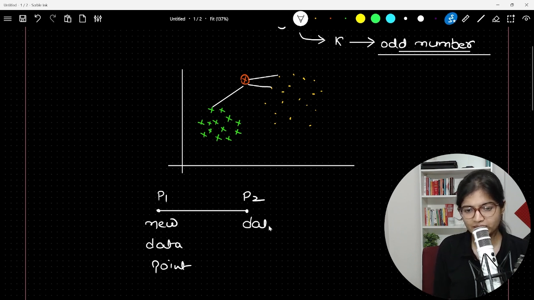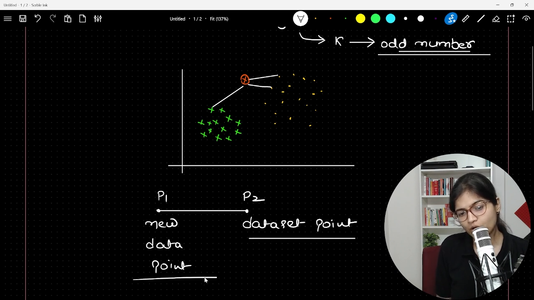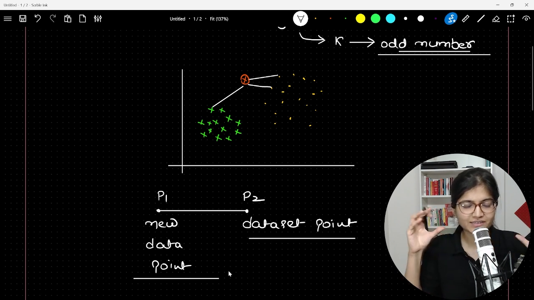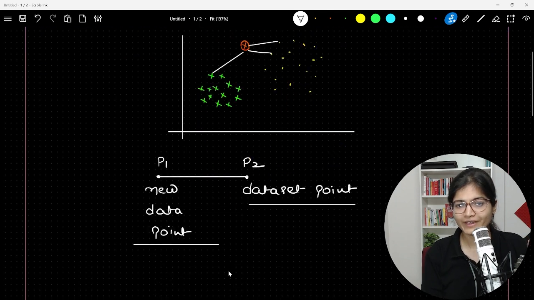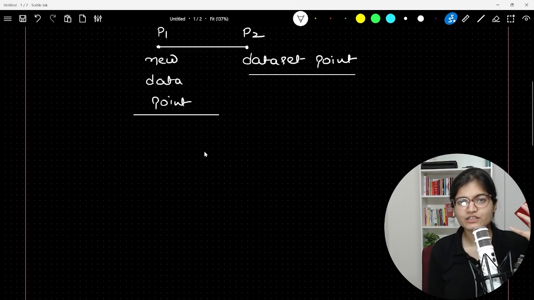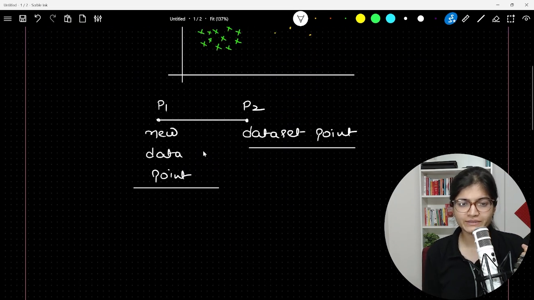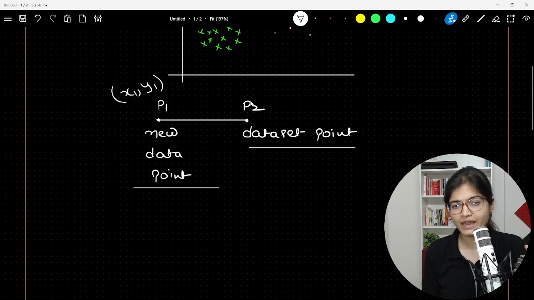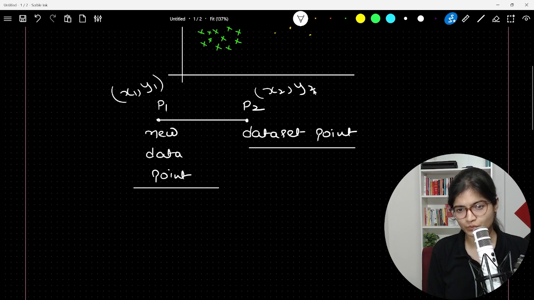So this is the data set of points that we have, right? Now, in order to check the distance between these two points, the very first metric we have is Euclidean. Let's assume that point P1 contains the coordinates x1, y1, and point P2 contains the coordinates x2, y2. So the first way could be the Euclidean distance, right?